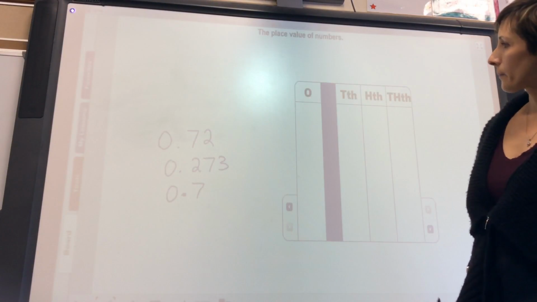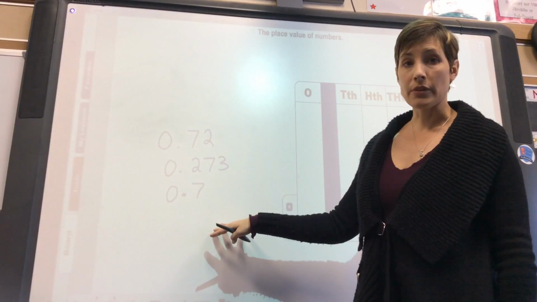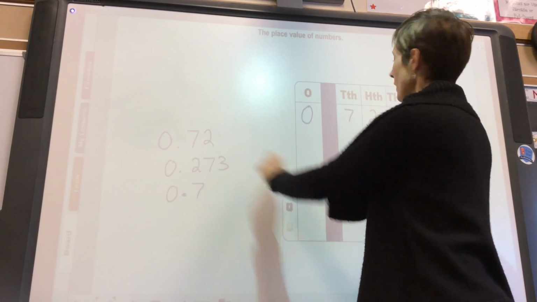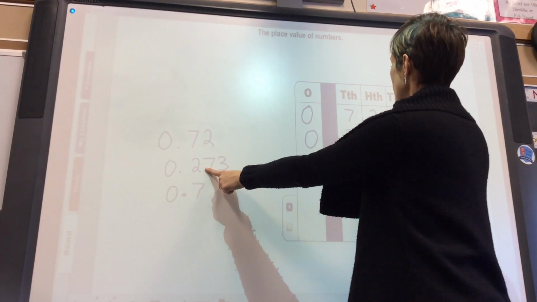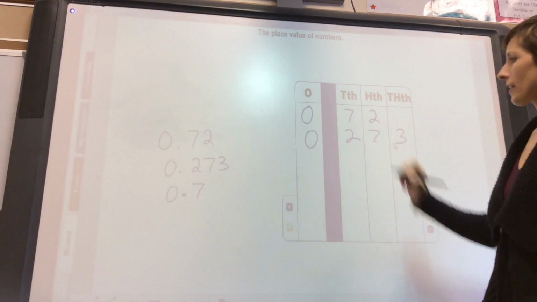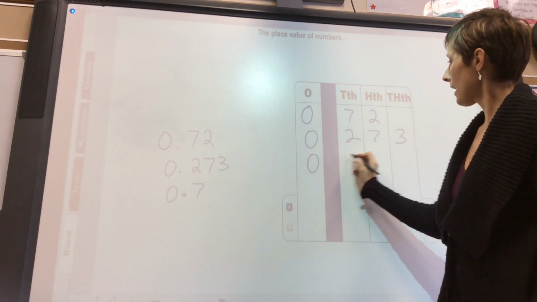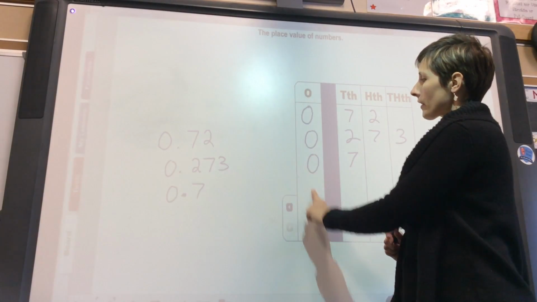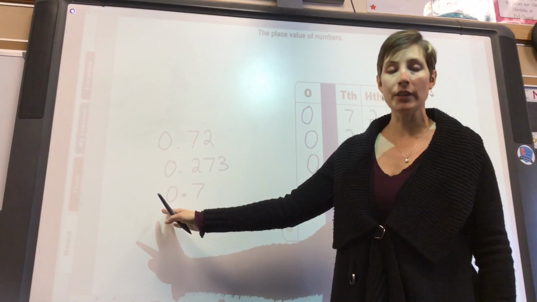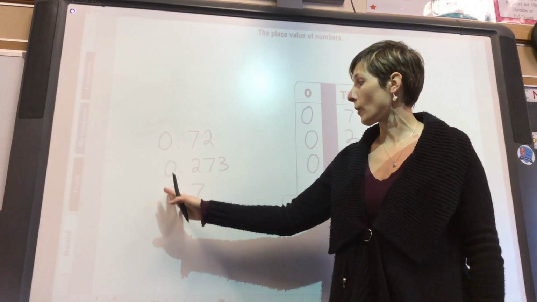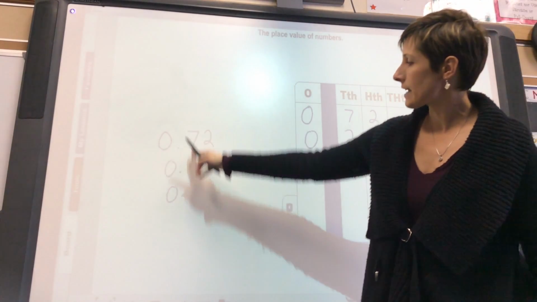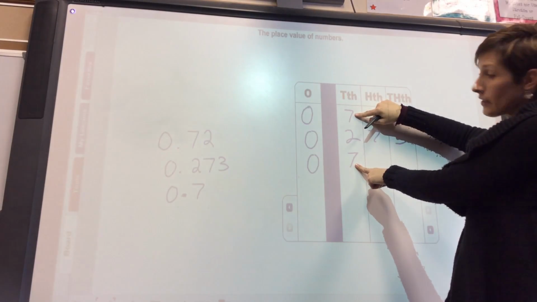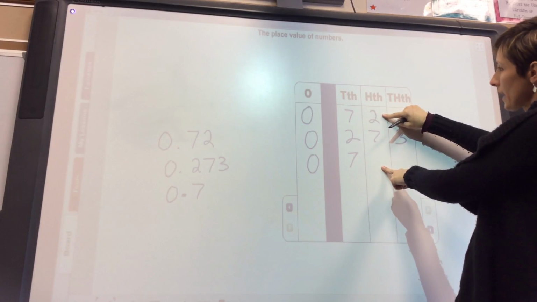Let's try another one. We can look at 3 numbers and compare those. We can take 72 hundredths, 273 thousandths, and 7 tenths. Now, if you look, all of these numbers have the same value of the ones place of 0. There's nothing in the ones place. So we move to the tenths place. You can see that 2 had the same value, so let's move on to the hundredths place.